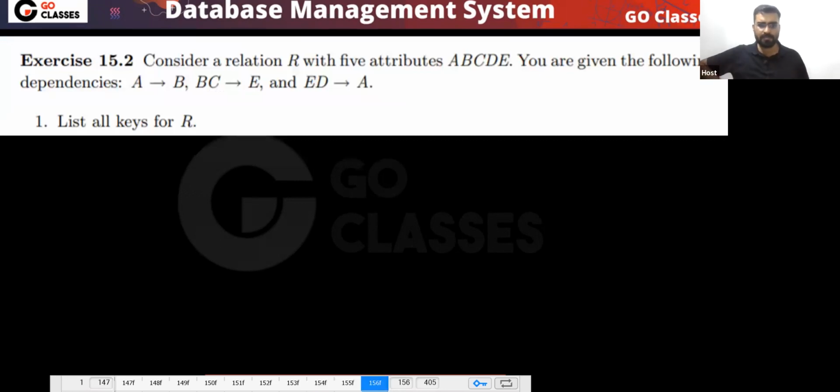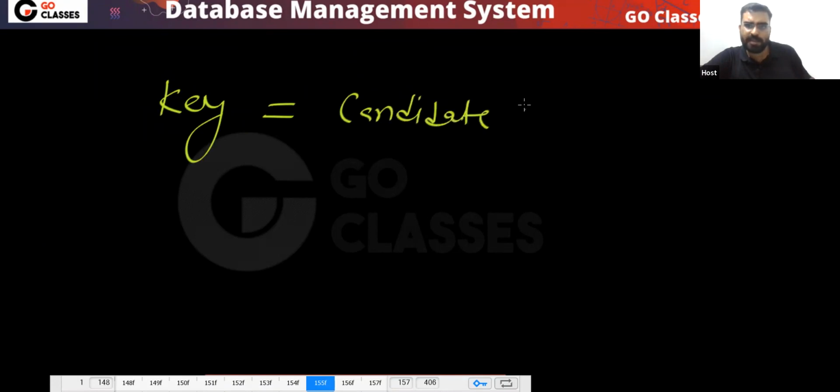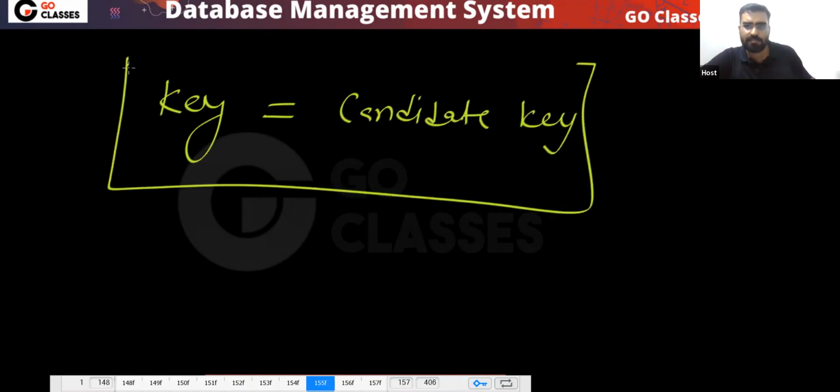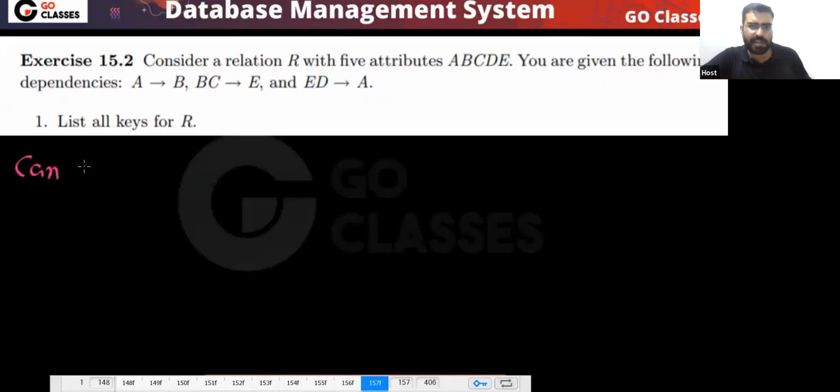Let's see this example. First of all, you find what are the candidate keys. Let's find out what are the candidate keys. Also remember, whenever I say only the word key, what do I mean? If I say only the word key, then I am talking about candidate key. Anyway, let's find out the candidate keys.